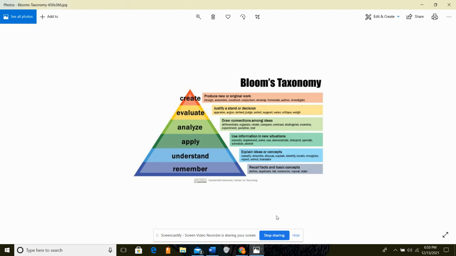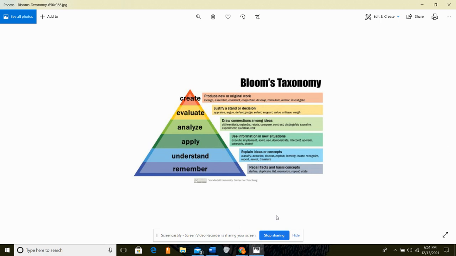Hi guys. So one thing that I found really interesting, or that I took away from this class, is Bloom's taxonomy. This is actually my first time ever hearing about this tool, and I think it's amazing, and I would definitely apply it in my teaching career.